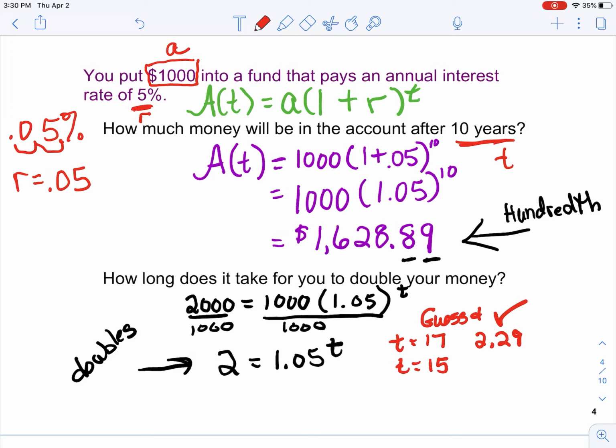If I do that, I get 2.07, which is still too much. So if I try 14, that's going to give me 1.98. So somewhere in between there, and we'll just go ahead and round up. So we're going to say that it's going to take approximately 15 years.